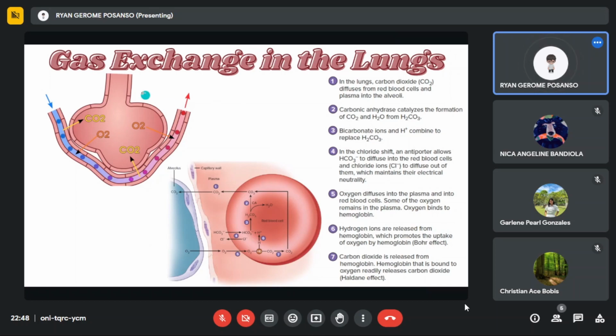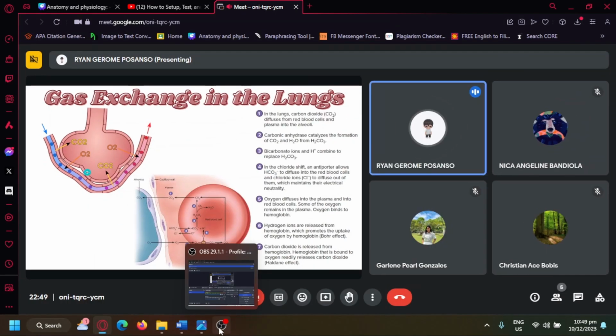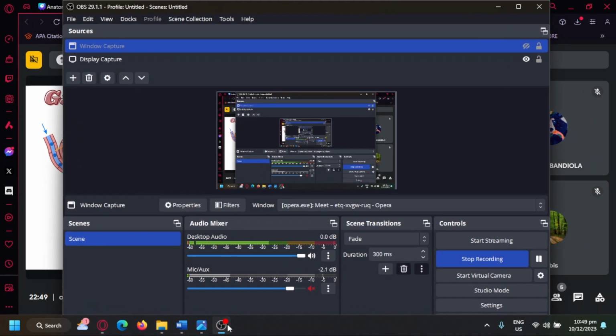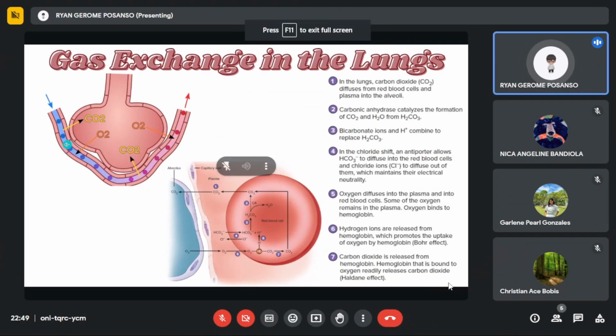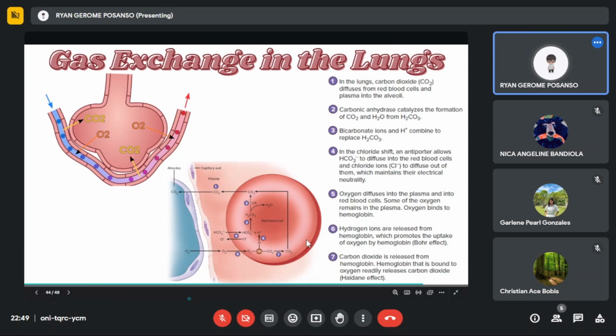Oxygen from the air diffuses across the thin membrane here and into the red blood cells in the capillaries. At the same time, carbon dioxide from the blood diffuses out of the red blood cells and into the alveoli to be exhaled out. So, finally, we exhale, and as we expel air from the lungs, it carries a waste product, which is the carbon dioxide, as I have said before.